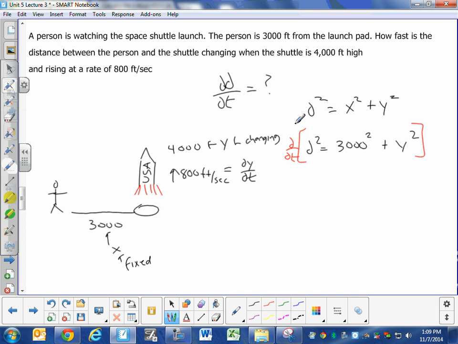Now, we have to make sure we take the derivative correctly. Mr. Brewer, what's the derivative of d squared? 2d dd over dt. Good. 2d dd dt. Ms. Moore, what about the derivative of 3,000 squared? Good. It's just 0, goes away. We don't have to worry about that.